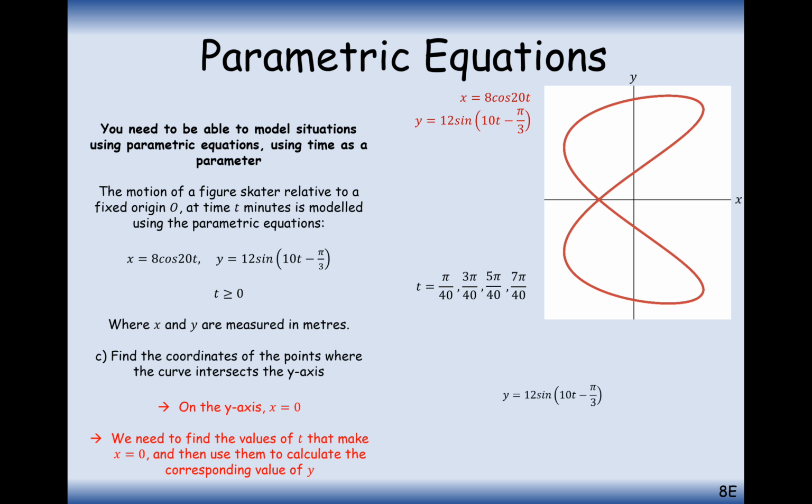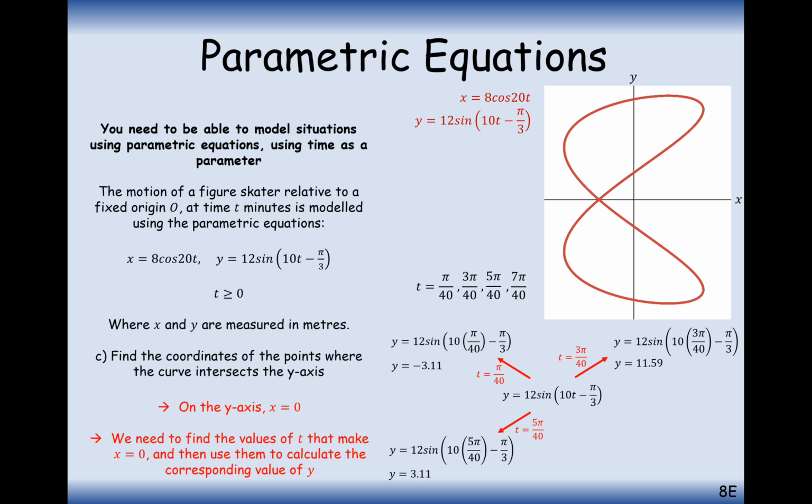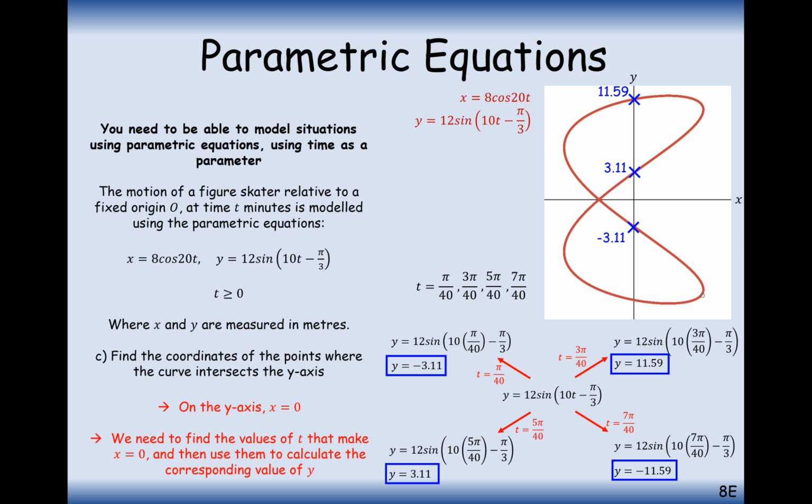Right, so now that we know these values, let's substitute them into the y equation, and we're going to get minus 3.11, 11.59, 3.11, and minus 11.59. So that would kind of make sense. It's all very symmetric. The figure skater starts down here, goes this way, then this way, then this way, and finally back round to the bottom after.